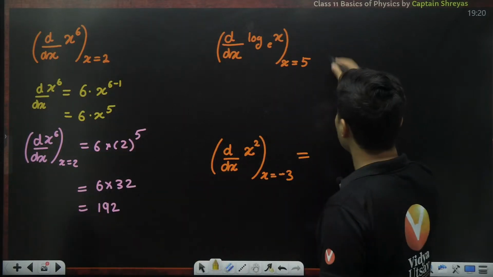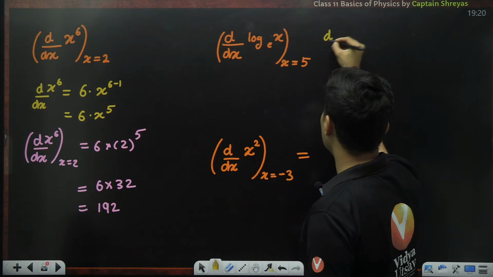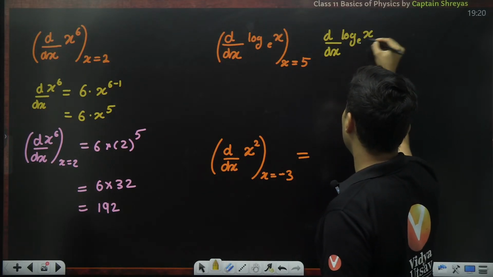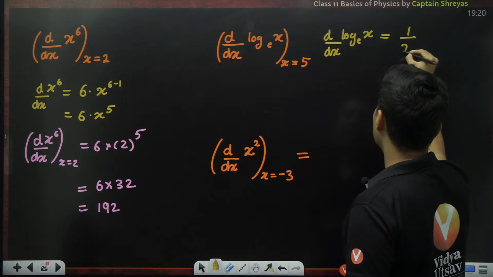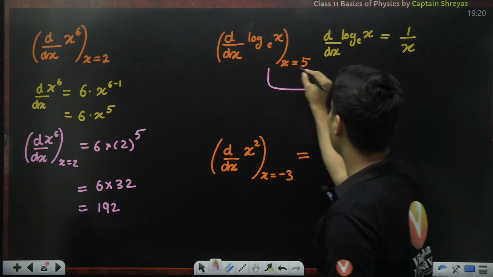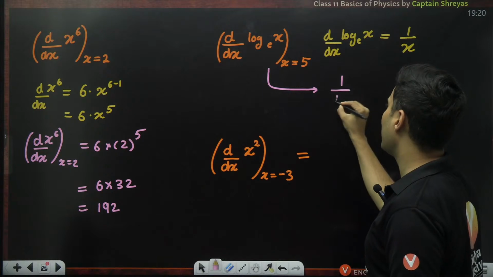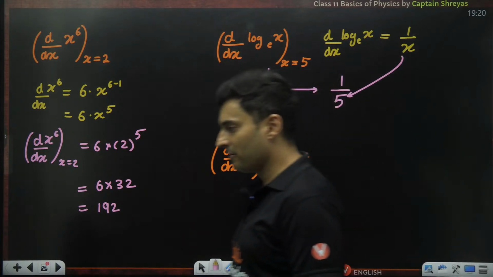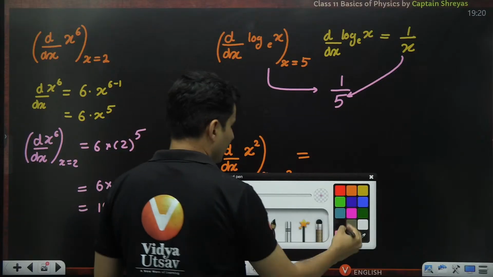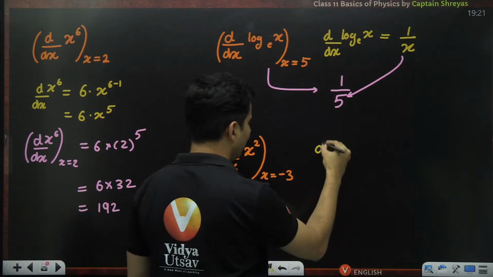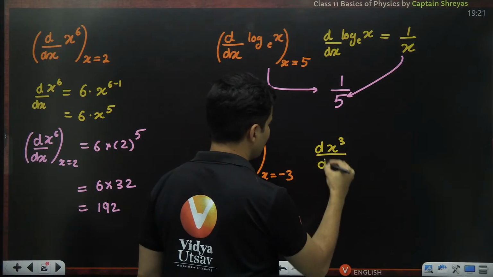Let's try to do the next question. First, the derivative of log of x to the base e, I just told you the answer, it is 1 by x. But if you substitute x as 5, the answer will be 1 by 5. So instead of x, you put 5. That's it. Perfect.